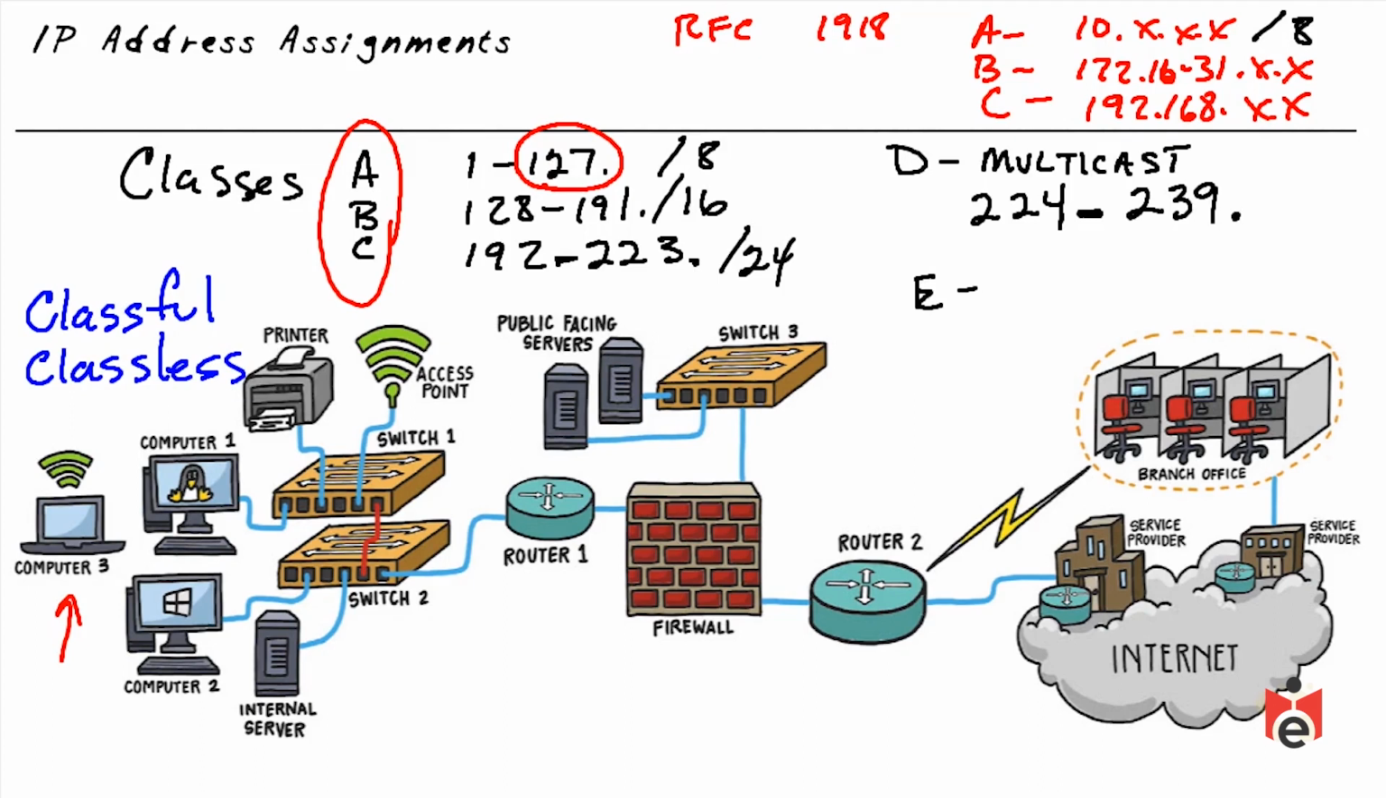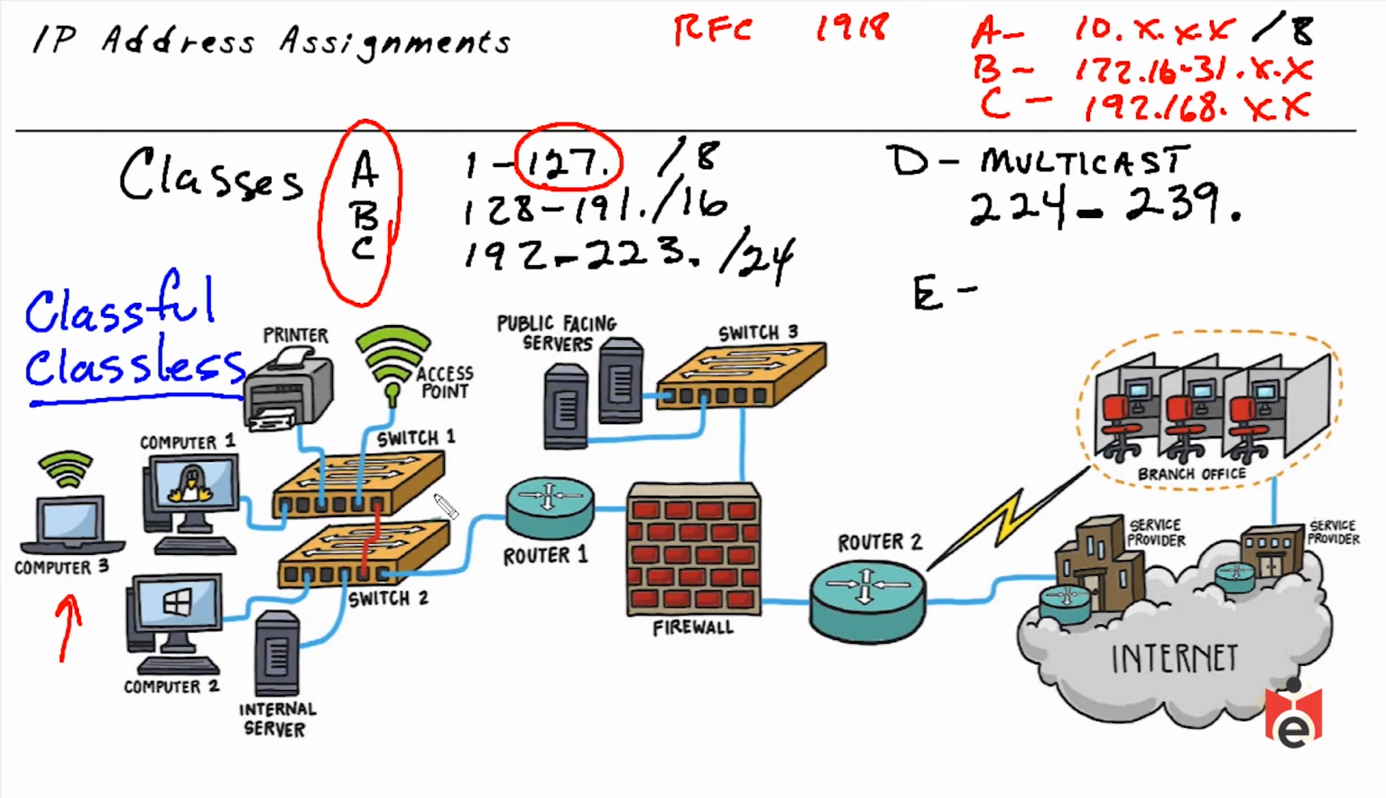Or, if we couldn't care less, we would be following a train of thought referred to as classless, which is what most of the internet does today. And an easy way to remember that is classless means we couldn't care less about the defaults. We'll use whatever mask we want to based on how we're carving up our network.